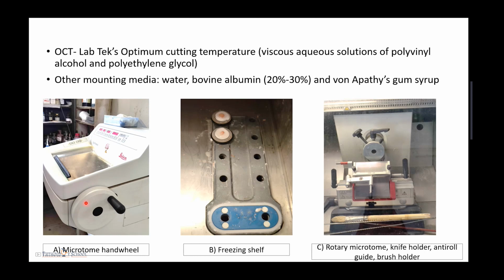So here you can see in this picture, this is the hand wheel. Okay, this is the freezing shelf. Here we have placed the chucks with the tissue which is placed in the OCT. Okay, and this is the blade holder. This is the block holder, and this is the brush. Brush is usually used for wiping off or clearing this stage.